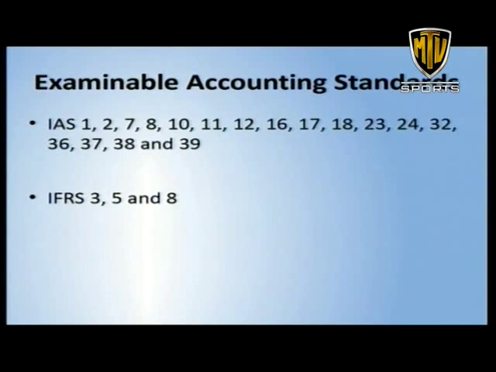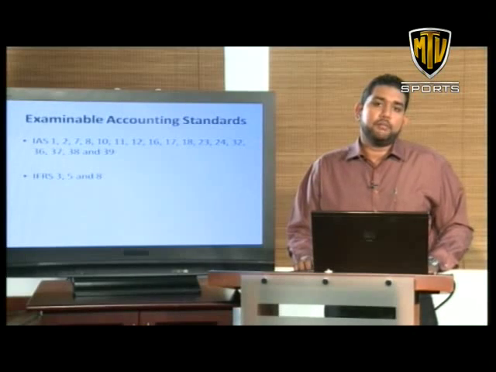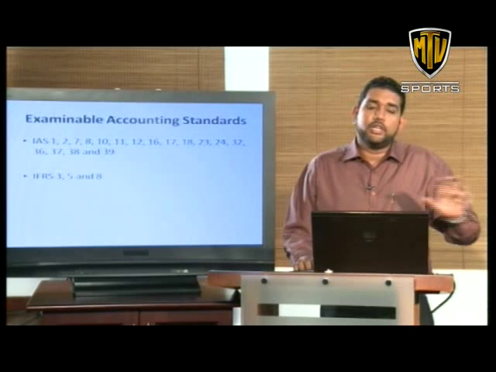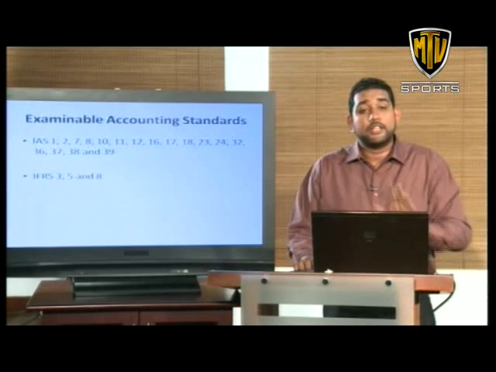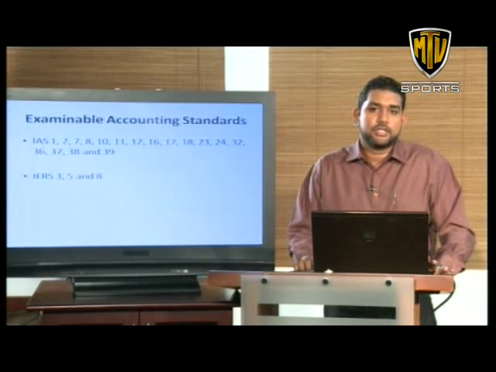Then we have IAS 36, impairment of assets. What is the maximum value of an asset that we can recognize in the financial statements? How are we to account for an impairment? Are we going to take it to the income statement, or are we going to charge it against the revaluation reserve? That is what we are going to discuss in 36.